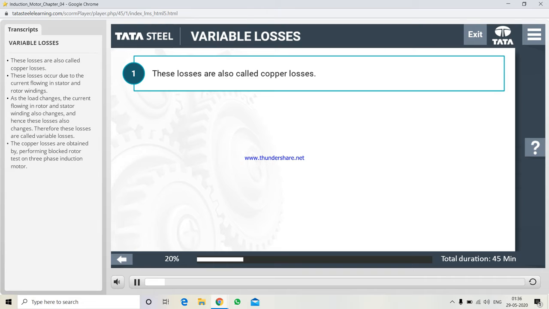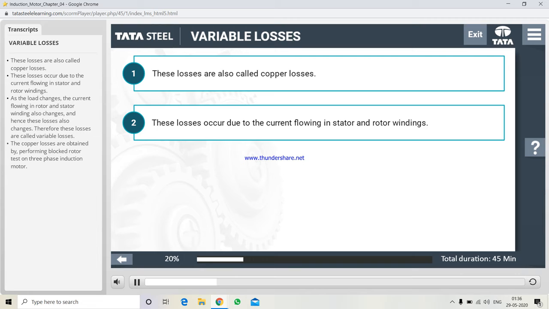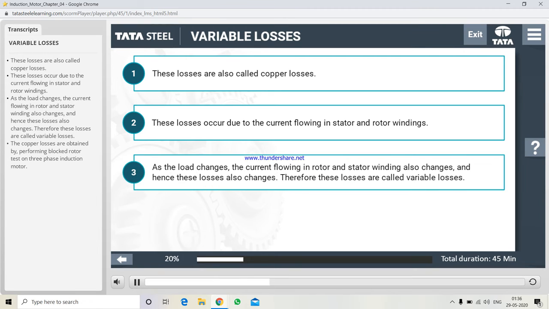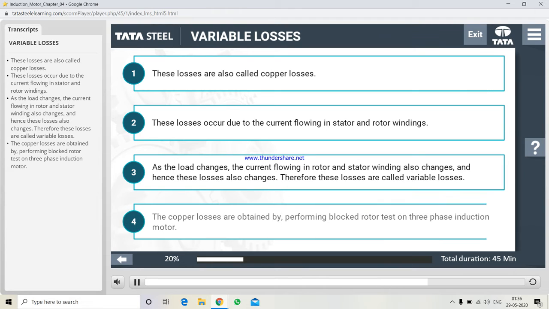These losses are also called copper losses. These losses occur due to the current flowing in the stator and rotor windings. As the load changes, the current flowing in the rotor and stator winding also changes, and hence these losses also change. Therefore, these losses are called variable losses. The copper losses are obtained by performing a blocked rotor test on a three-phase induction motor. Click Next to continue.